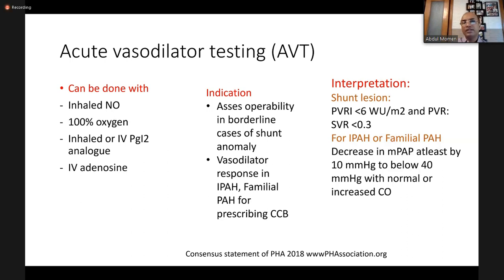So this may be a short note: acute vasodilator testing. Sometimes it may confuse you that it may be different in idiopathic pulmonary hypertension and in shunt anomaly. This is all the same. We can do it by 100% oxygen, nitric oxide, IV prostaglandin, or adenosine. In one of my idiopathic pulmonary hypertension cases, we have used adenosine. I presented it in my pulmonary hypertension lecture.